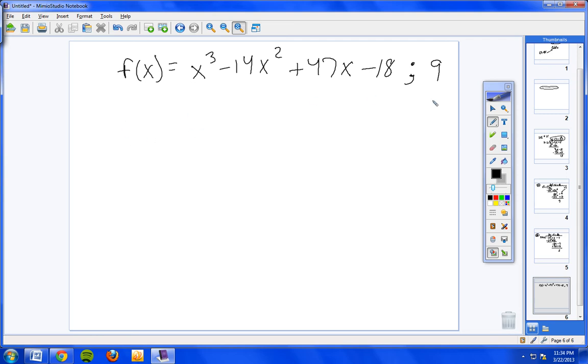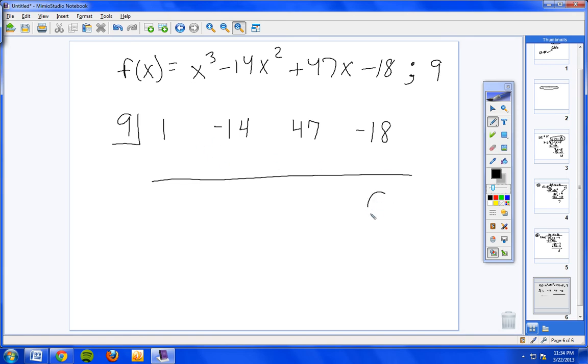So if we know this is one of our zeros, let's go ahead and put a 9 like this. Let's use synthetic division. 1, negative 14. By the way, don't forget to put zeros in if you're missing any terms. We're not, but always be sure and check that. Okay. We should get out a 0 right here. Let's see if we do. Bring down your 1.